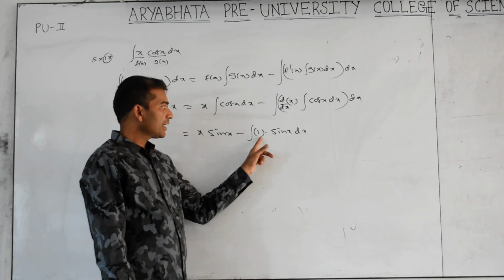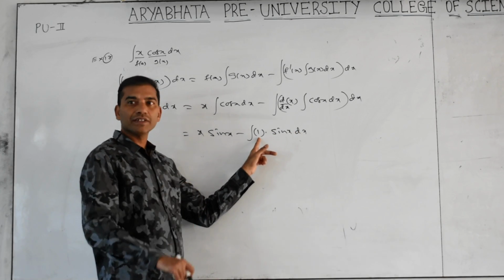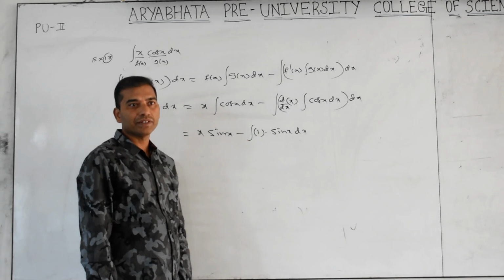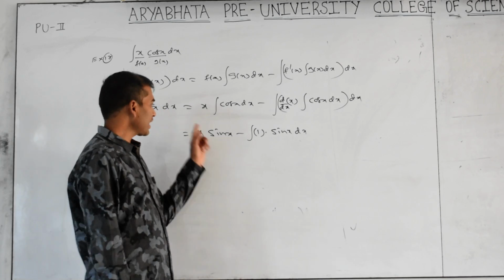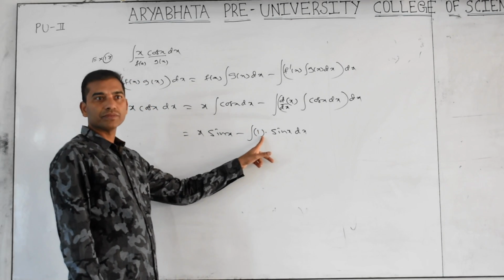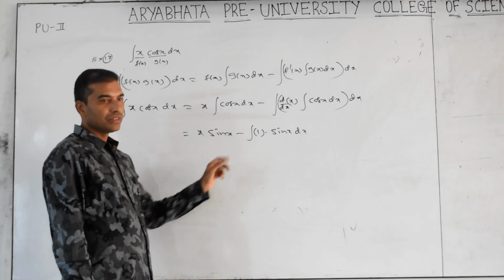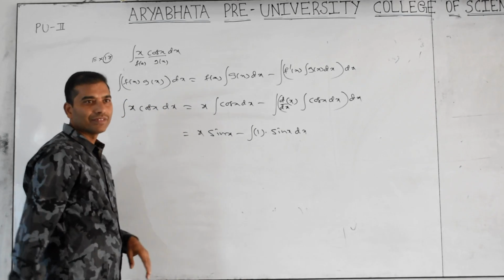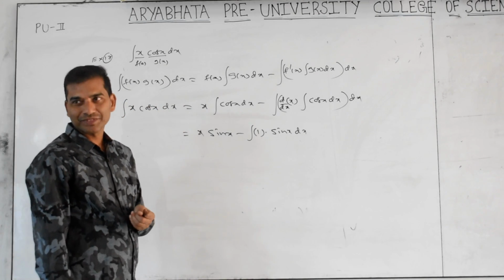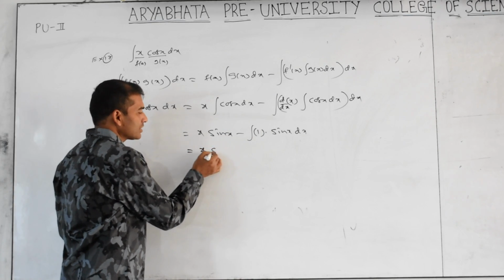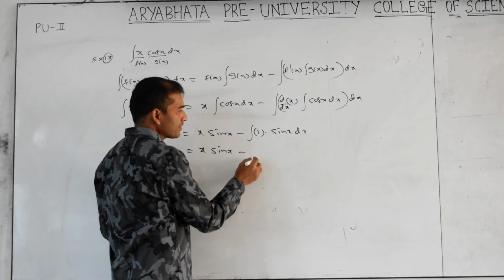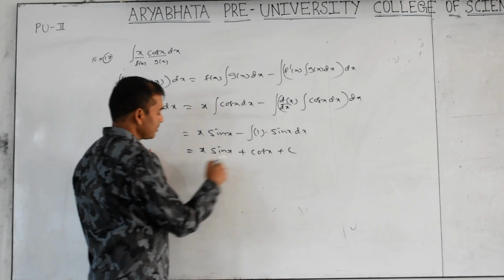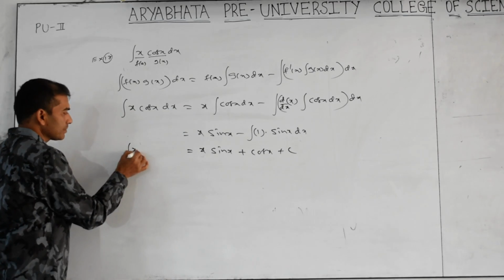Here, with root x, the power is only increasing, not decreasing. When the power is not decreasing, finding the integration is very difficult. Understood? If you take sin x as u and x as v, you will get it wrong. Later I will solve it. So: x into sin x minus the integration of sin x, which is minus cos x, so plus cos x plus c. This is the answer.